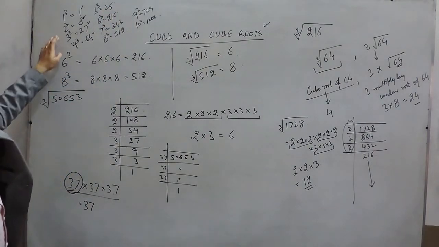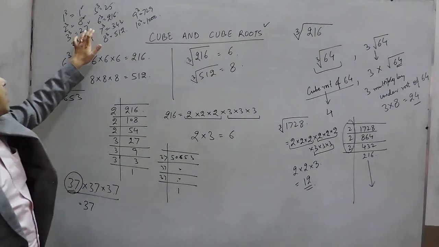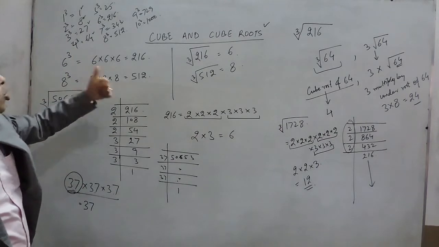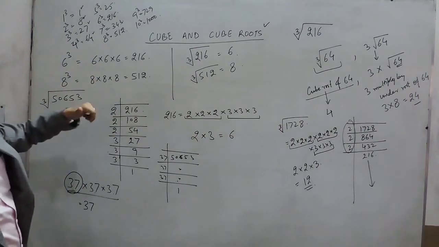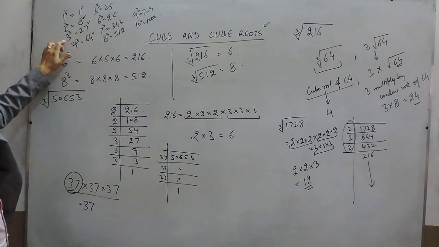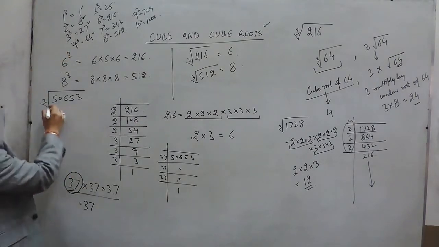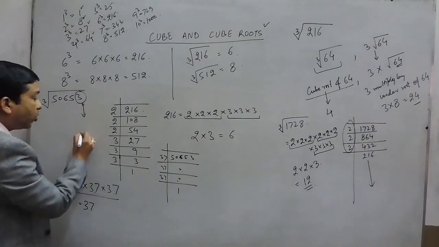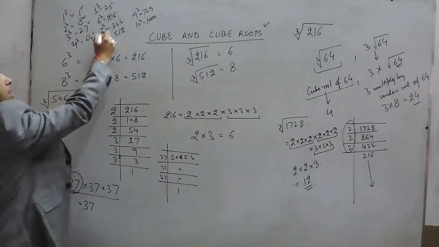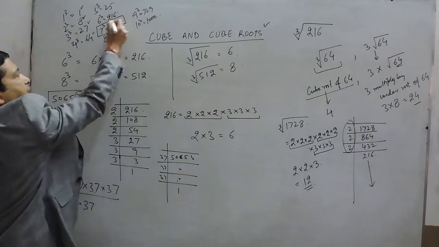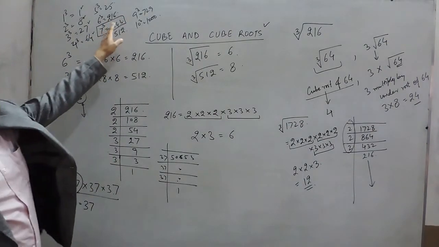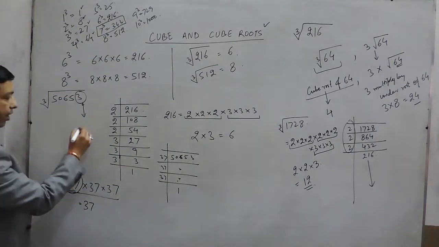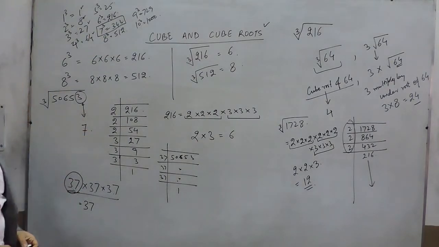So from this we can easily analyze that if we have to find the cube root of a perfect cube, and its unit place is 3, then the unit place of the cube root must be 7, because 7 cube is 343. Anything which has 3 at the units place will have a cube root with 7 at the units place. So here the unit place must be 7.